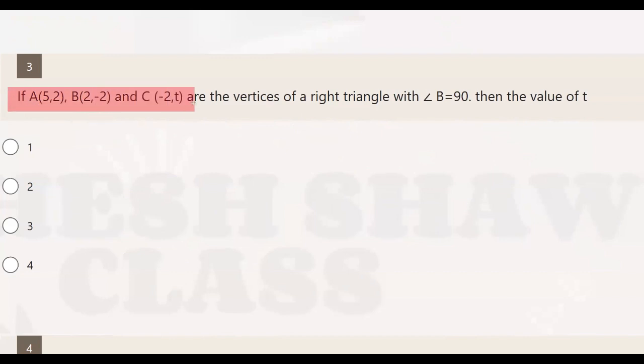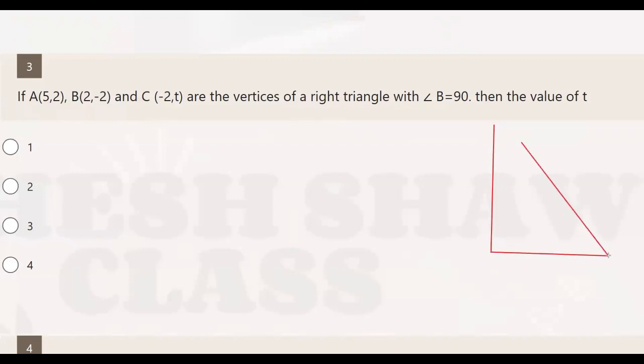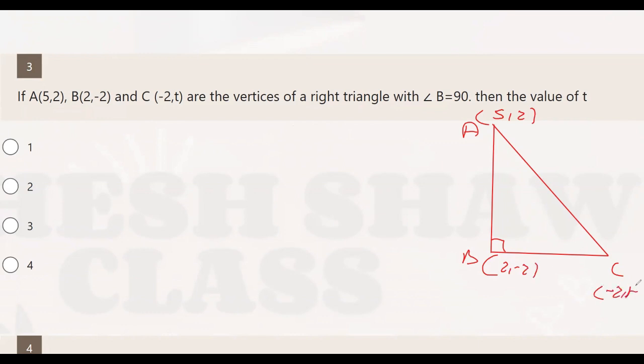The next question from coordinate geometry says ABC are the vertices of a triangle, and the coordinates of the vertices are given. It's a right angle triangle, and angle B is 90 degrees. We have to get the value of t. Let's say I draw a right angle triangle, keeping in mind that angle B is 90 degrees. Now the coordinate of A is 5, 2, B is 2, minus 2, and C is minus 2, t.